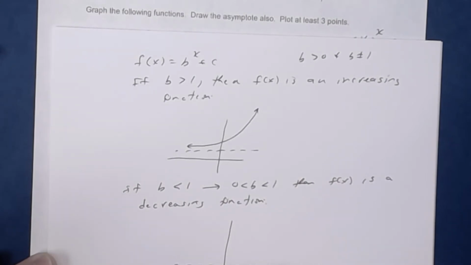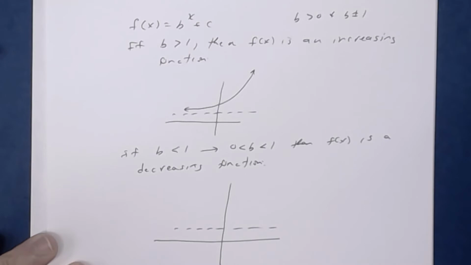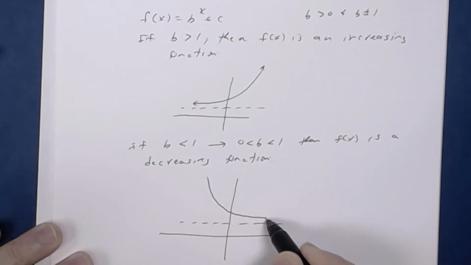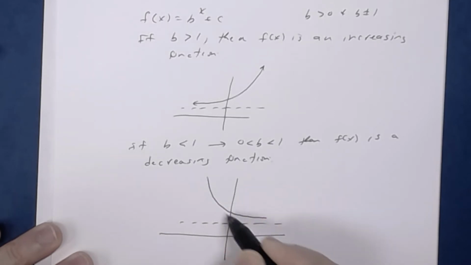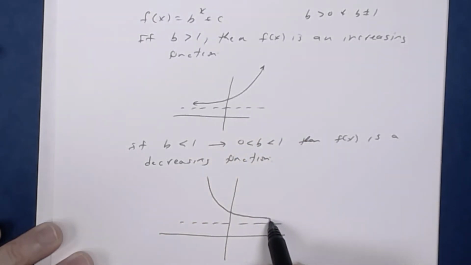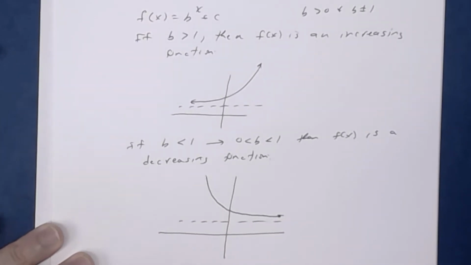If this is my horizontal asymptote right here, then my y values are getting closer, my y values are decreasing. See that? They're getting smaller and smaller. Here your y values are getting larger and larger. All right, so your y values are getting smaller and smaller, and they're approaching this horizontal asymptote, this y value right here. All right, so keep that in mind.